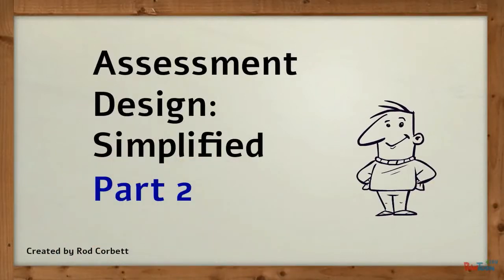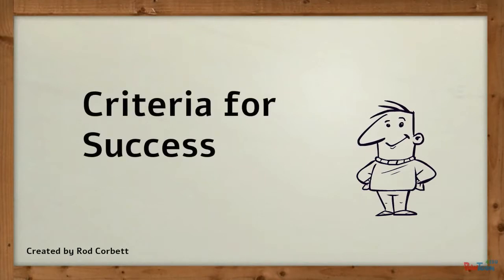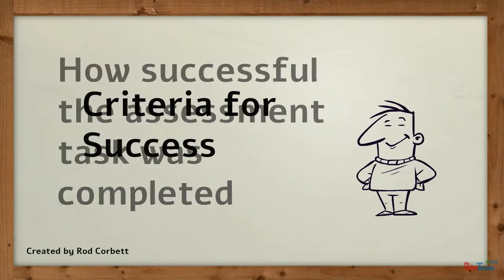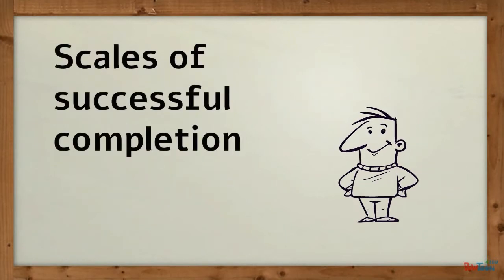In this episode, we will explore how to describe the criteria that will be used to judge how successful the assessment task was completed. First, we must recognize that there are various scales of successful completion of tasks. Some may be as simple as a pass or fail, or acceptable or unacceptable.